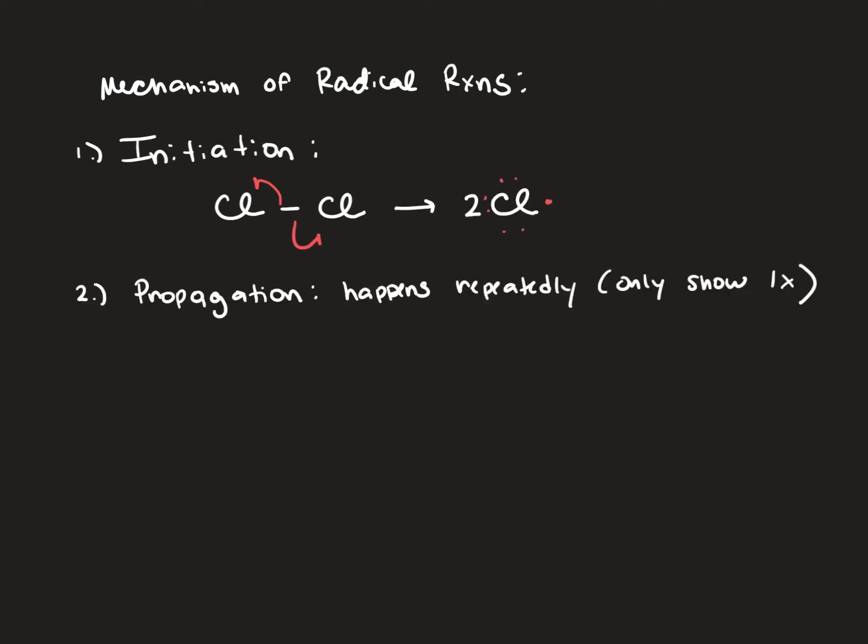and setting off what we call the radical chain. The second step of this mechanism is propagation, where radicals create more radicals. And this step happens repeatedly. In typical reactions, except for polymer reactions, we only show it once. But it's happening many times.